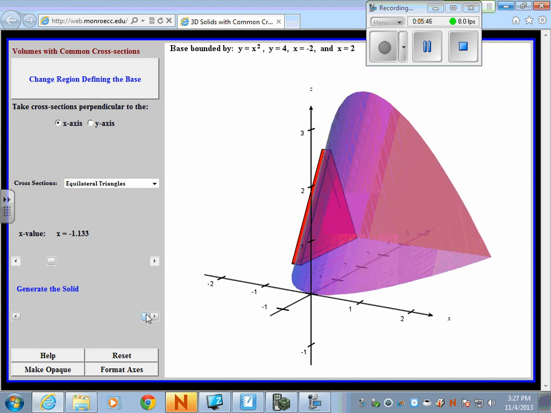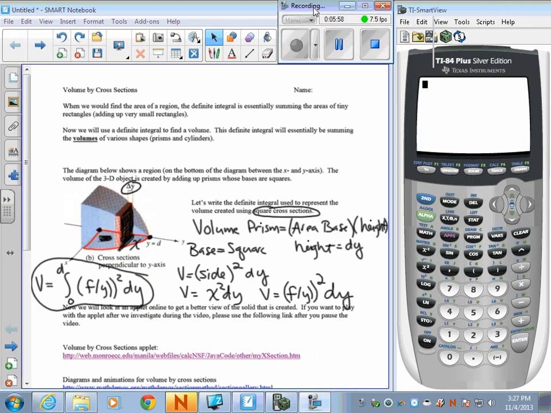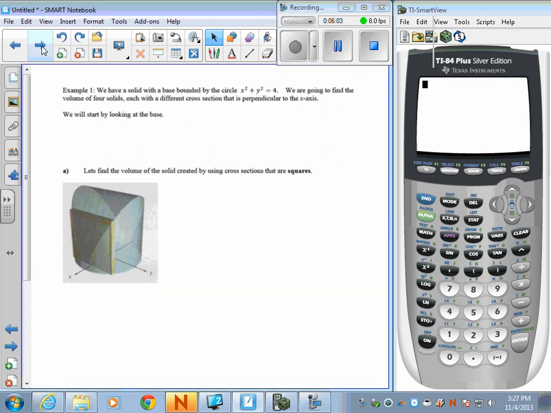Now, that is a solid that's being created, and what we need to work on as well is how exactly we deal with the volume of this. So I'm going back to the handout, and in our handout, I'm on the next page. So we're going to look at example 1.